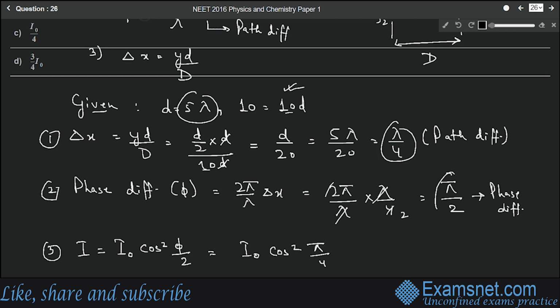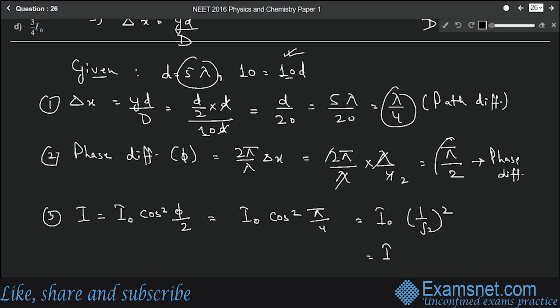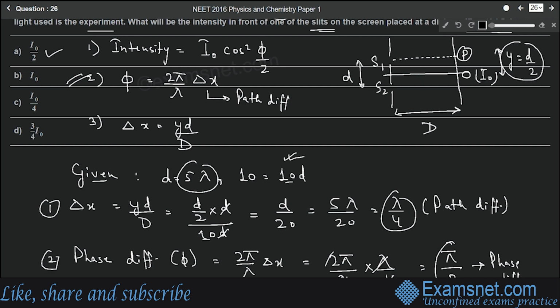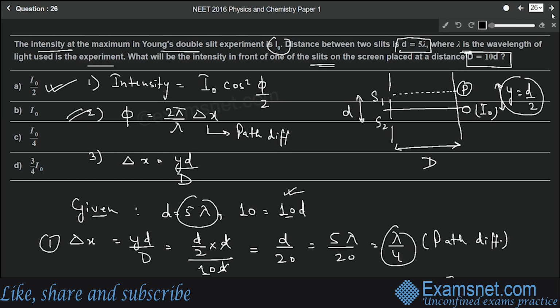And cos pi by 4 is equal to 1 by root 2. So I naught into 1 by root 2 square. So cos square will be the square of 1 by root 2. So here we can get I naught by 2. So the intensity will be equal to I naught by 2. That means half of the maximum intensity. So option A will be the correct answer.